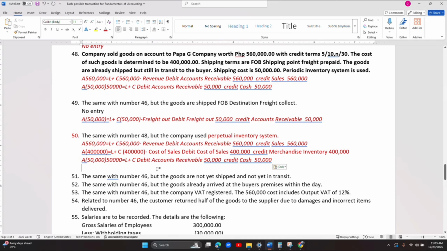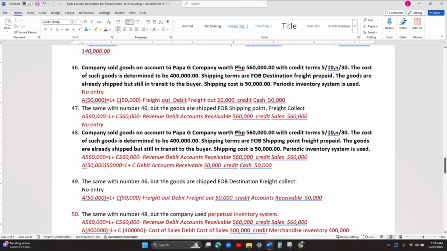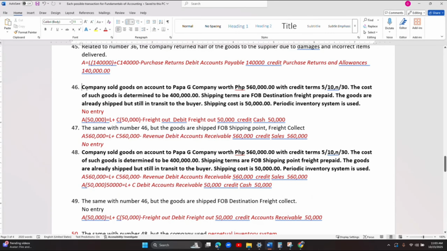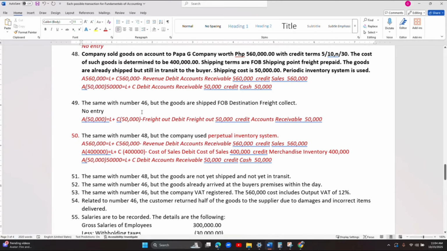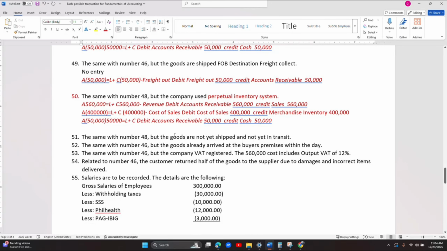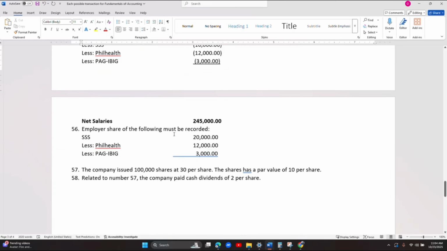Okay? So let's change this into the same with number 48. The succeeding, we will change it to the same with number 48 to make it more challenging. Because number 46, actually, you have not sold anything, so there is no entry. This is not really challenging. And my goal here is to give you the most challenging transactions, everything about the foundations of accounting, so that you'll become masters. So let's cut this video short.